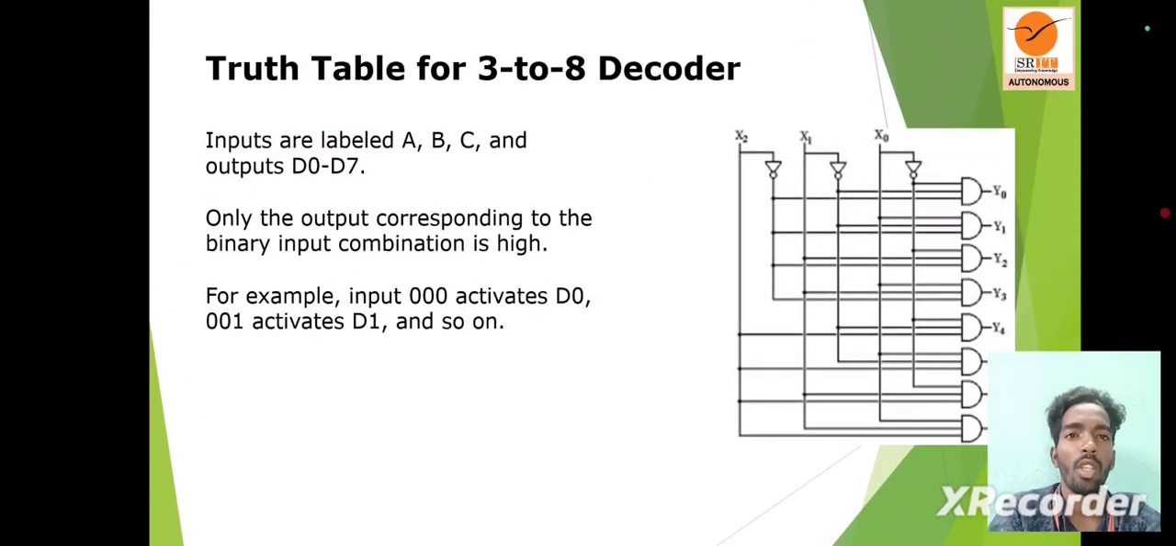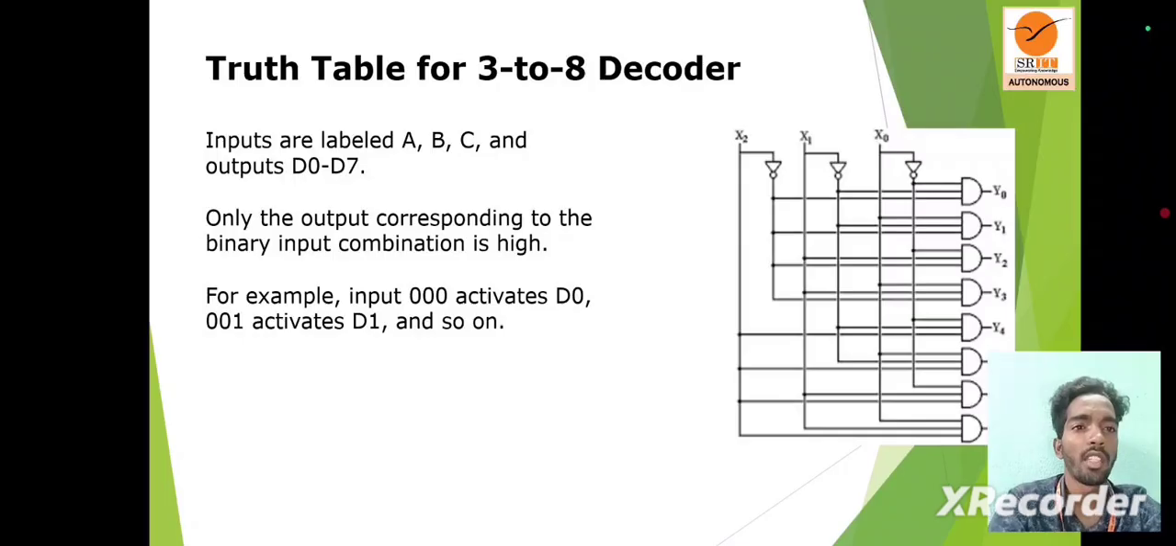And next, truth table for the 3-to-8 decoder. Inputs are labeled A, B, C, and outputs D0 to D7. Only the output corresponding to the binary input combination is high. For example, input 000 activates D0, 001 activates D1, and 010 activates D2, and so on.